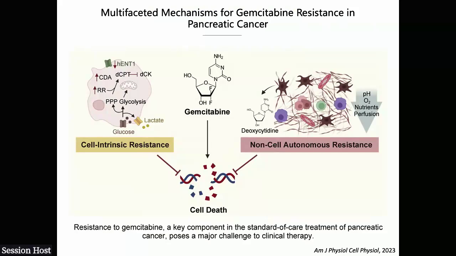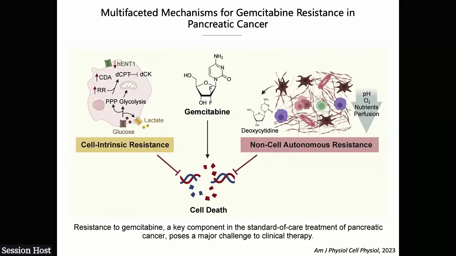Now I will talk about my recent work on chemo resistance and immune evasion. Only 20 to 30% of pancreatic cancer patients have the chance to receive surgical resection, and most of them can only be treated with either chemo or targeted therapy. Gemcitabine is one of the first-line drugs for chemo treatment, but many patients are tolerant to gemcitabine treatment.